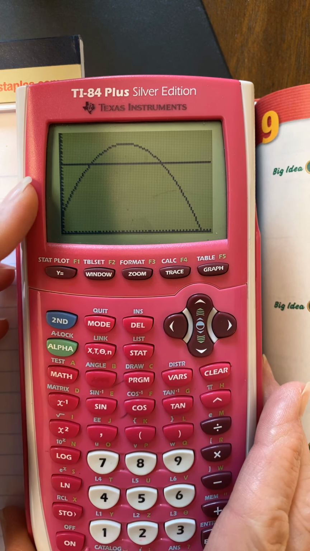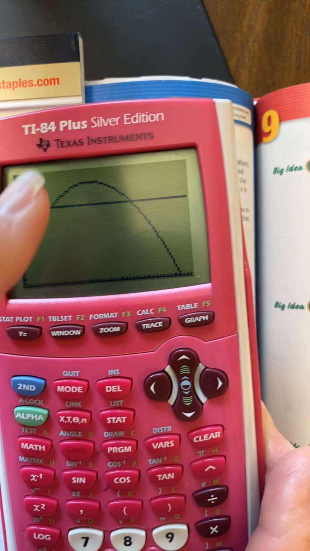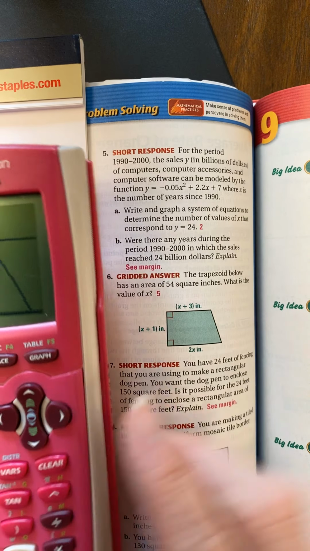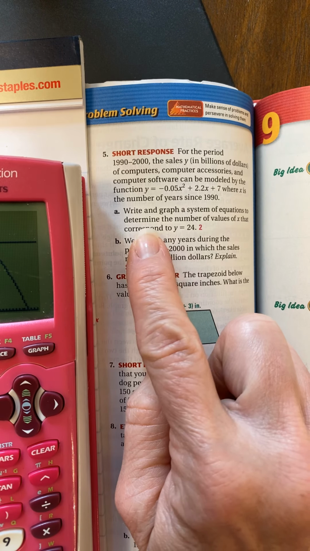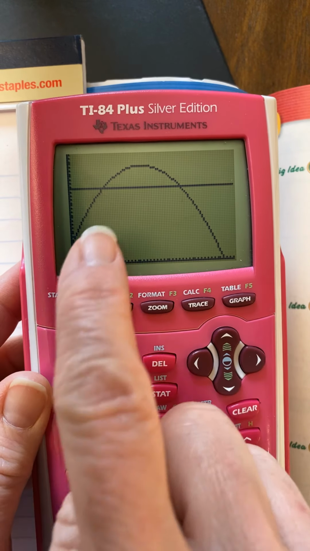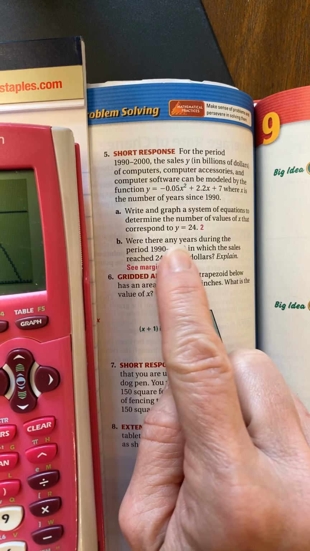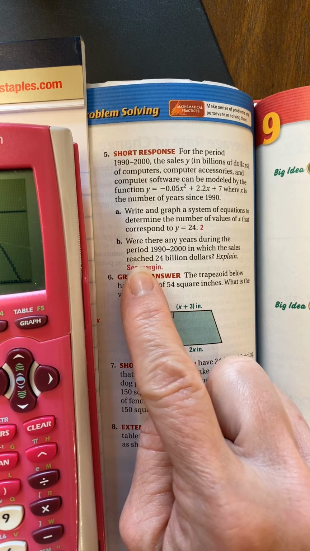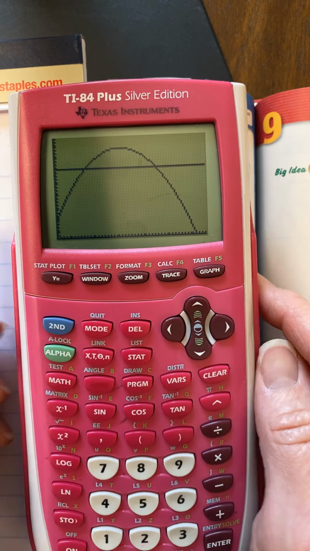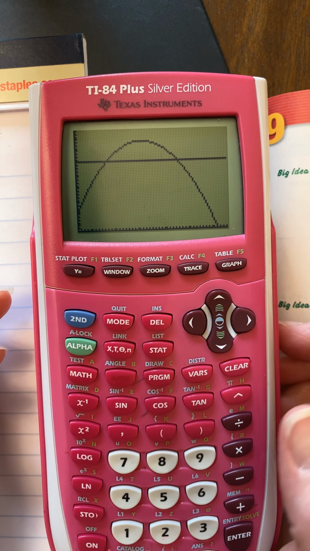All right, so this is graphing the system of equations that show us the amount in sales and when the sales reach $24 billion. So the first question is determine the number of values of x that correspond to y equals 24. The number of values, we get 2, correct? And B, were there any years during the period in which the sales reached $24 billion? Yes, of course there are. What are they? Well, you could do the quadratic formula, but here's a pretty cool thing.